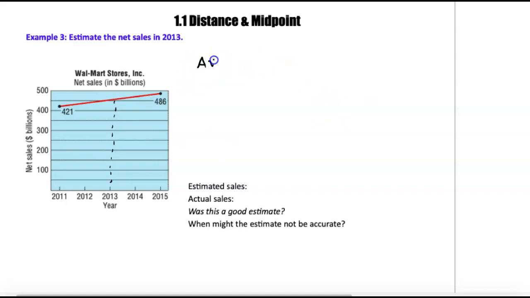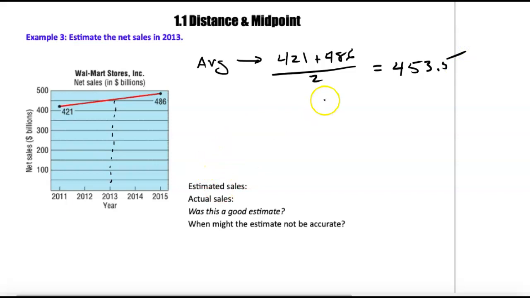So I could average, and take the 421 plus the 486, divide that by 2. And when I do that, I would get 453.5. That would tell me that the average sales between those two years, which should be the middle point, would be about 453.5. And so that's exactly right.